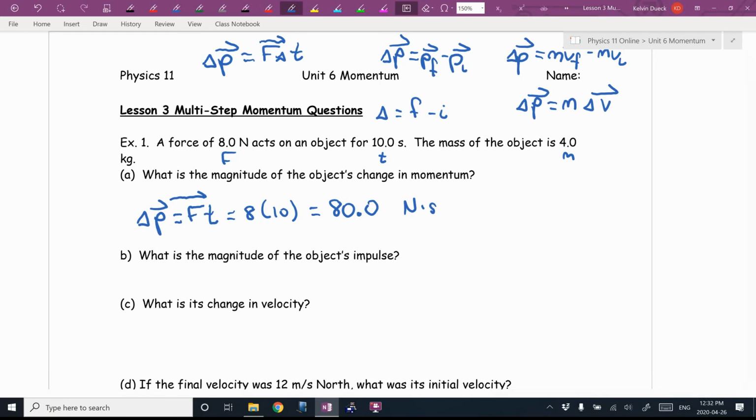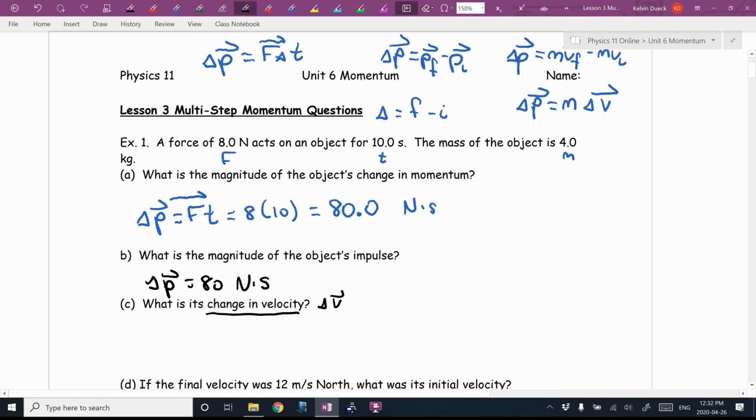B asks, what's the magnitude of the object's impulse? I just found it, because impulse is another word for change in momentum. Done. C says, what's its change in velocity? Okay, this is asking me to find the delta V, the change in velocity. Here, I'm going to use this version.